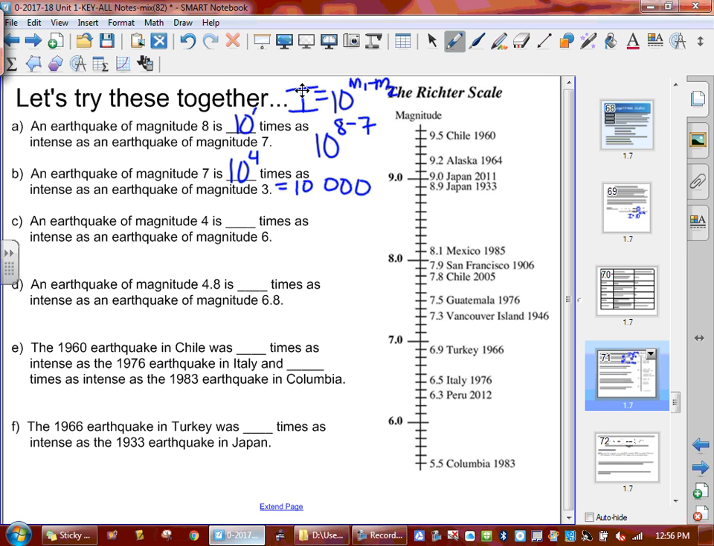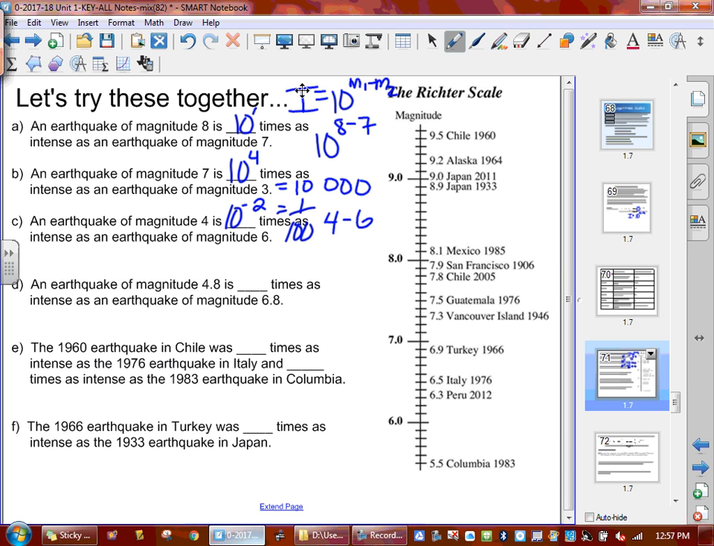Letter C. A magnitude of 4, how much less intense is it than a magnitude of 6? Well, now we've got a negative number because we're taking 4 and subtracting 6. That's going to give us 10 to the negative 2, which is 1/100th as strong. Okay, so it's 1/100th as strong as a magnitude 6. Basically you're dividing by 10 both times, right?